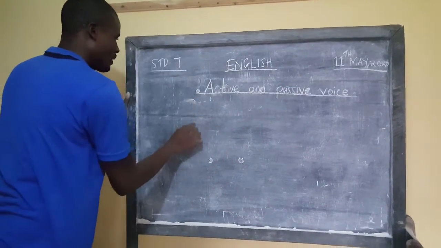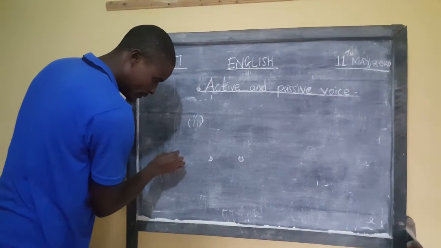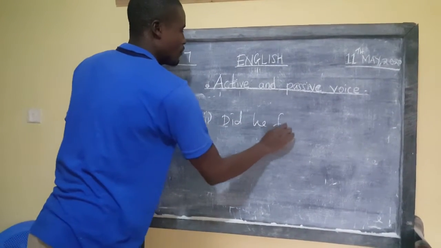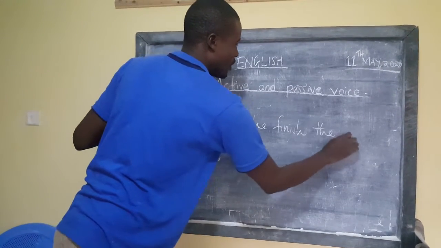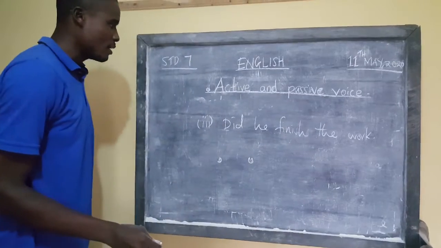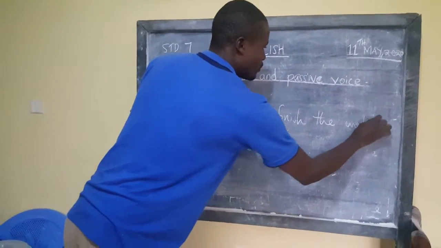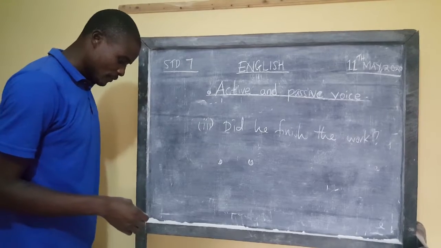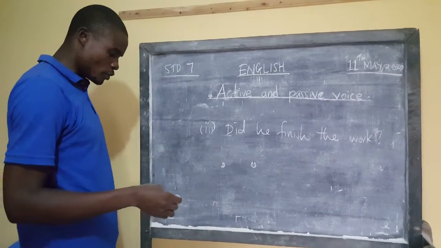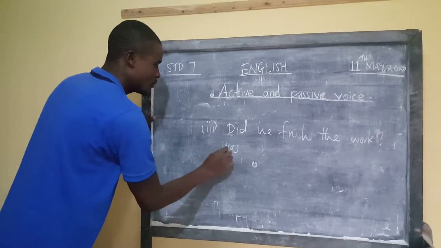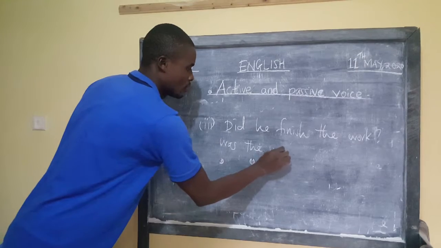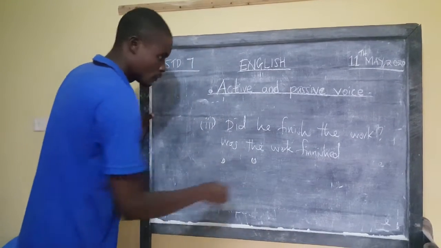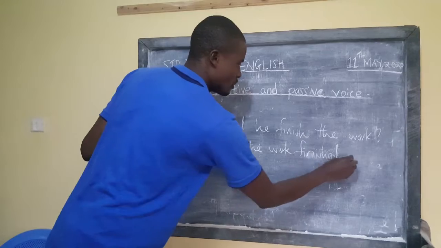Or I can add one more under that. Example three. Watch to see well. Did he finish the work? It's a question. At times when you have questions to change, learners find it very hard. So did he finish the work? When you change this, you begin with was. Was the work finished by him? It's a question, it becomes very tricky.